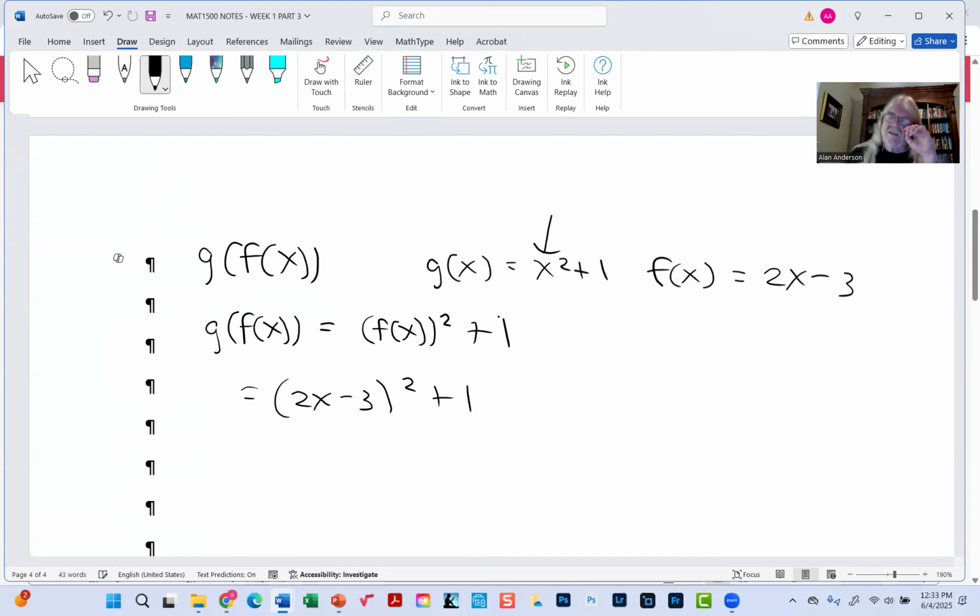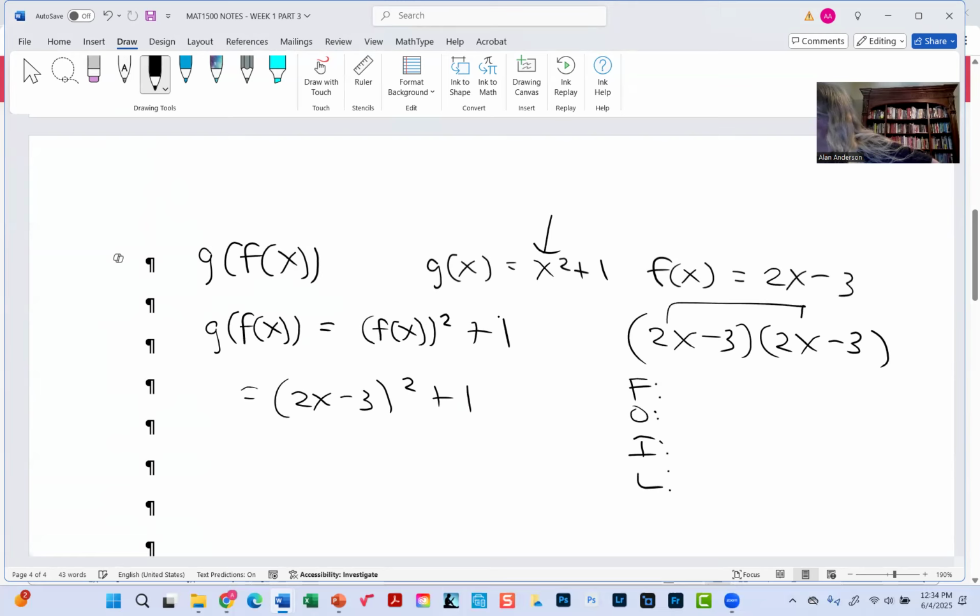And I guess you could leave it like this, but if you wanted to expand it, you can multiply these together. You could use the FOIL technique here. First would be these two terms. Outer is negative 6x, as is inner. And then last is these two, a positive 9.